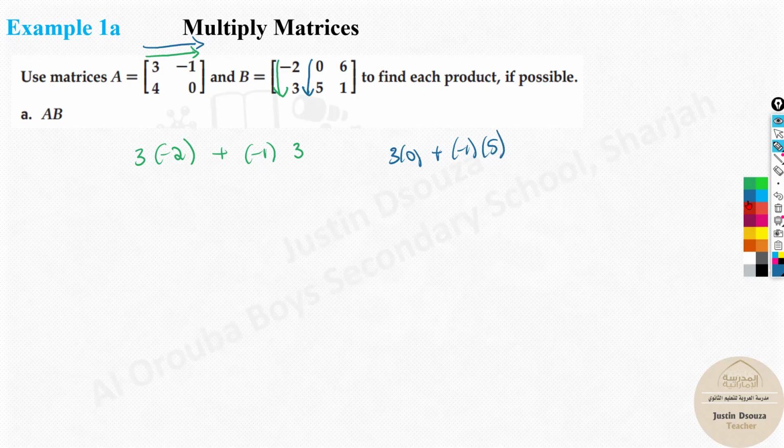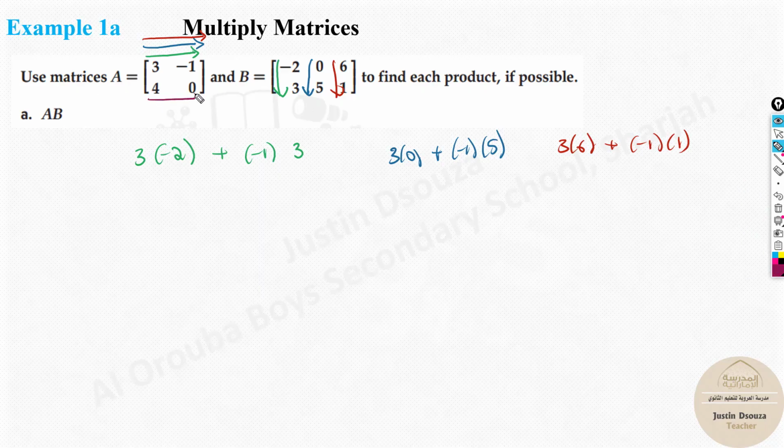Next, we need to change this. It will be the first row with the third column because there are 3 columns here. You have to multiply throughout. Now, last one will be 3 times 6 plus minus 1 times 1. And that is the answer for the first row in the product of this matrix after you multiply. But it's not over. You need to do the next row again now.